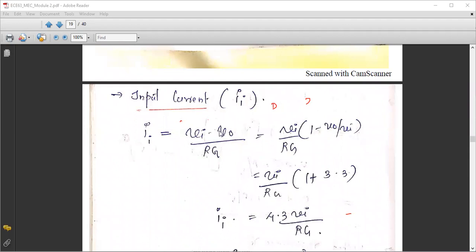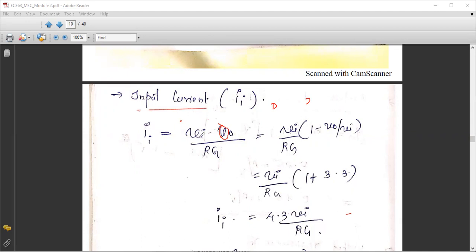Now, in this equation, the unwanted parameter is V naught. Why? Because we are interested only in input resistance. Input resistance means it should be the ratio between Vi and Ia. So V naught should not come in this equation. So you are going to replace this V naught in terms of Vi, so that the only parameters in this equation are Vi and Ia. Okay, so let us write this V naught in terms of gain.